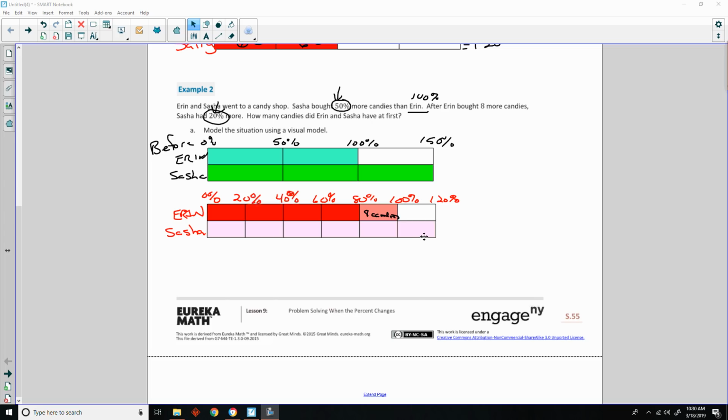How many candies did Erin have at first? Explain. So Erin is here. Each bar in the after tape diagram is 8 candies. So this is 8, this is 8, this is 8, and this is 8, and it lines up with this 100 here. So that is going to be 16, these two, and these two are going to be 16.